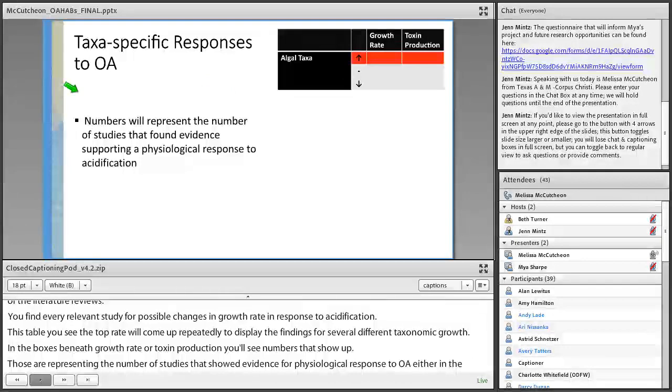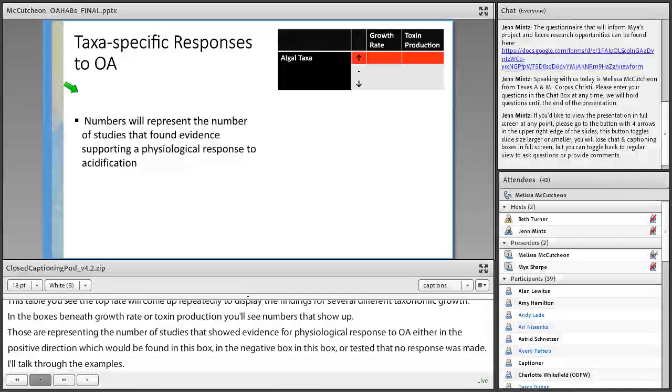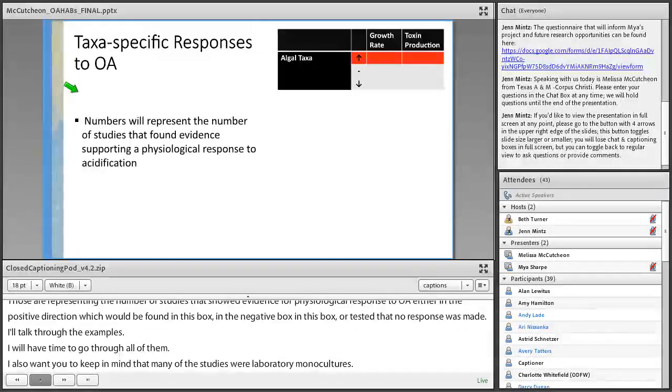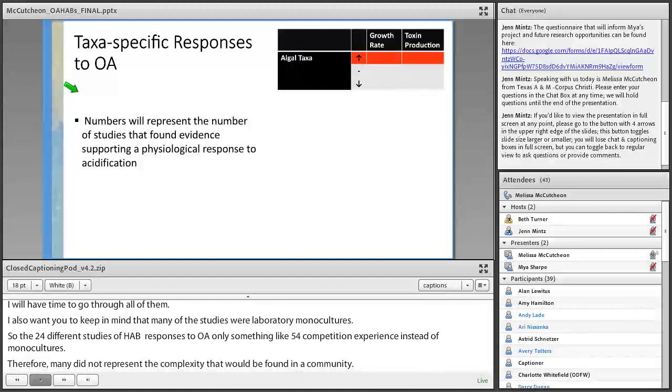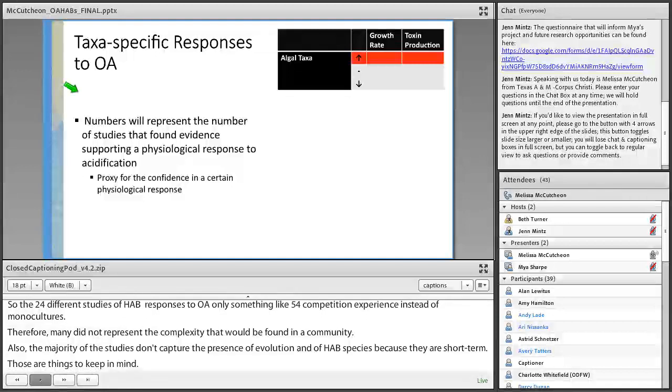And I'll talk through some of the examples. I won't have time to go through all of them. I also want you to keep in mind while I'm going through this that many of these studies were laboratory monocultures. Of the 24 different studies of different HAB responses to OA that I found in the literature, only something like 5 were competition experiments instead of monocultures. Therefore, many did not actually represent the complexity that would be found in a community. Also, the majority of the studies do not actually capture the presence of evolution in a HAB species because they're more short-term. Those are things to keep in mind with this. And we can think of the numbers as a proxy for the confidence that a certain physiological response will take place.